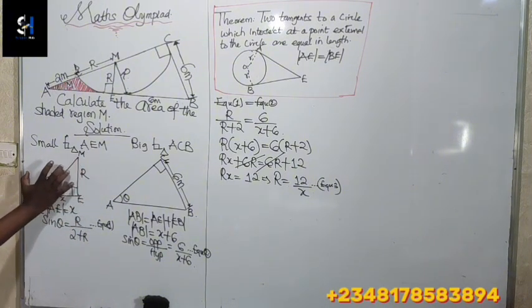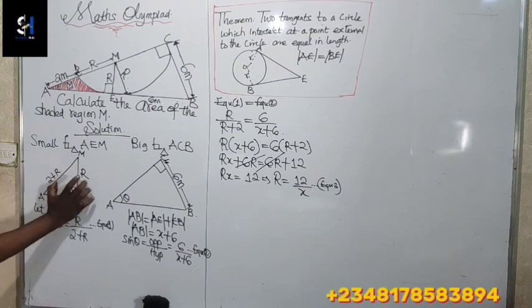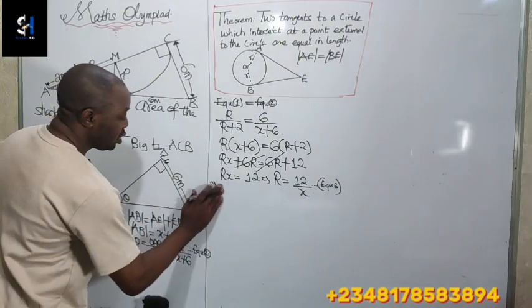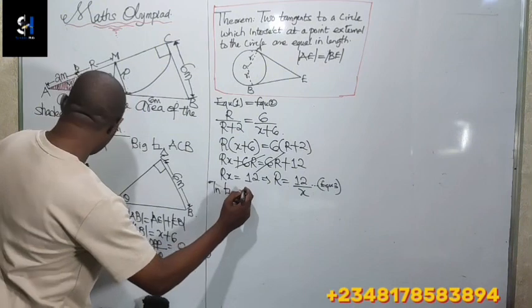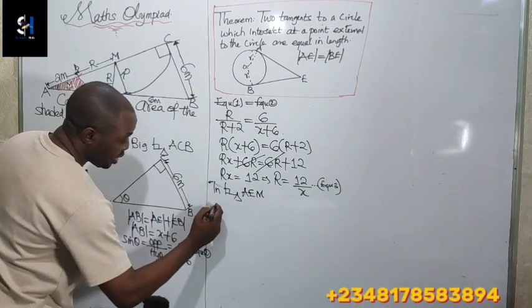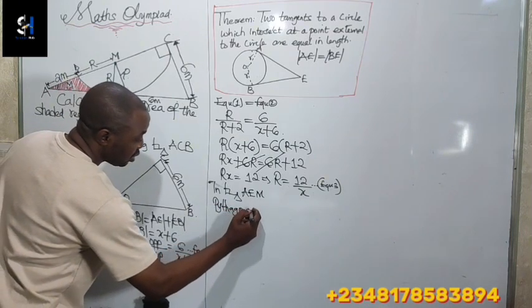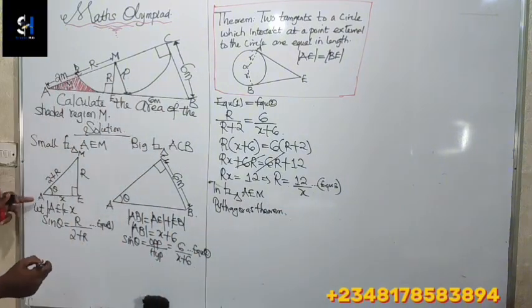To write the equation connecting these three sides, we use the Pythagoras theorem. Now, when we consider the right triangle AEM, we know by Pythagoras theorem that we have the hypotenuse.